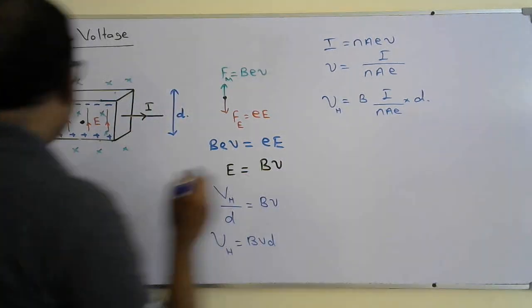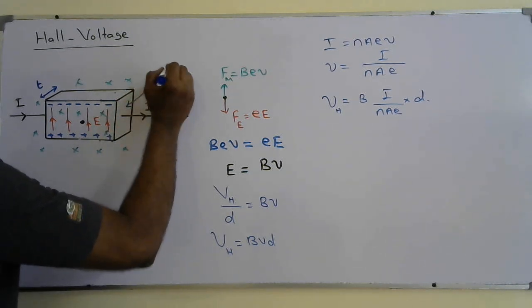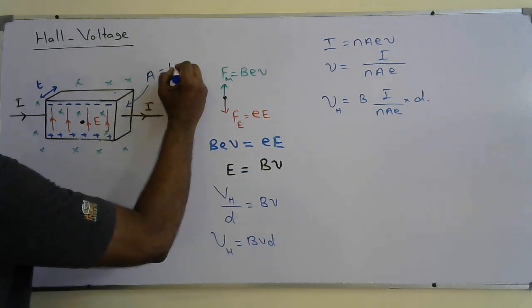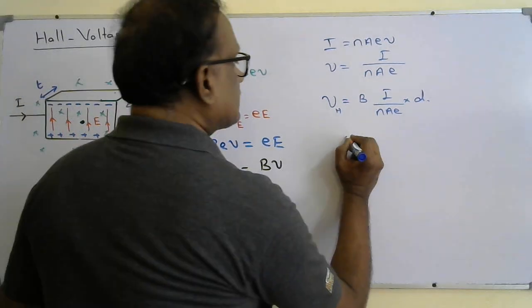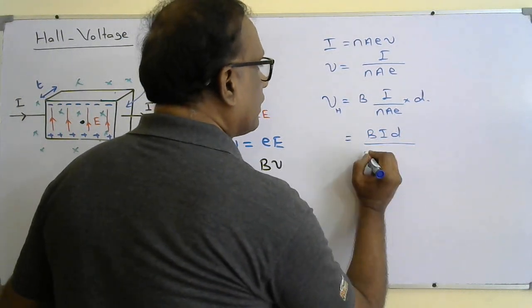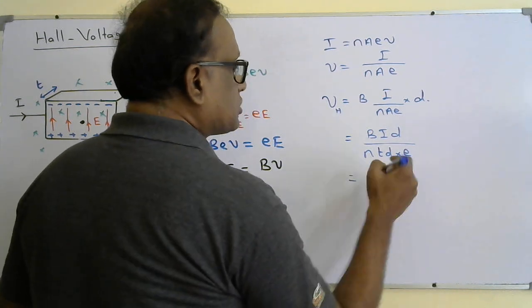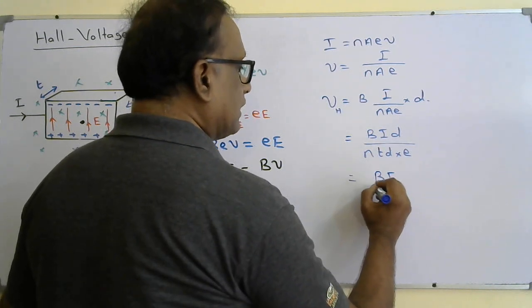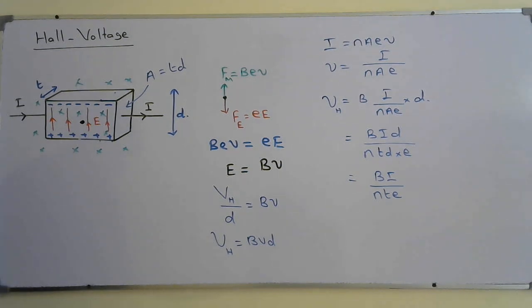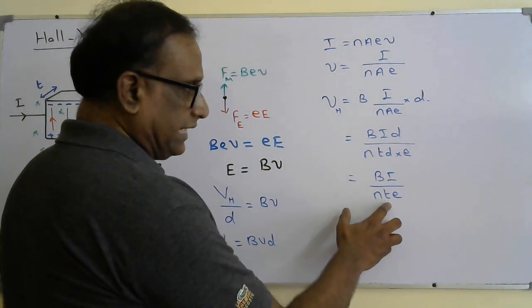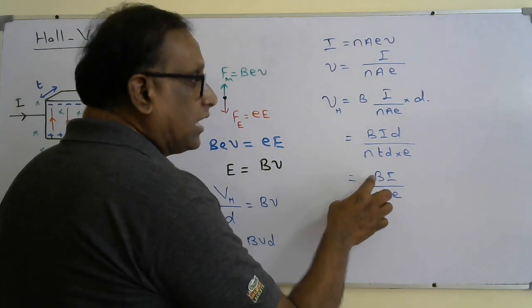But I know that A is the area of cross section which is perpendicular to the direction of current flow. This area, this is A. That area is given as the thickness T into height D. So this is BID over N. Instead of A, you can substitute TD into E. So D and D will get cancelled. So BI over NTE. For a given material, N is constant, T is constant, E is constant. For a given metal piece or rectangular slab, NTE is constant, I is constant.